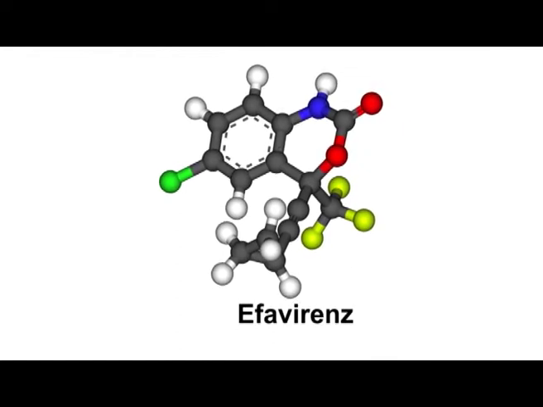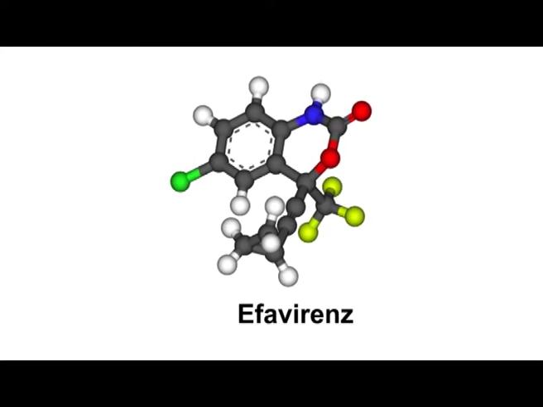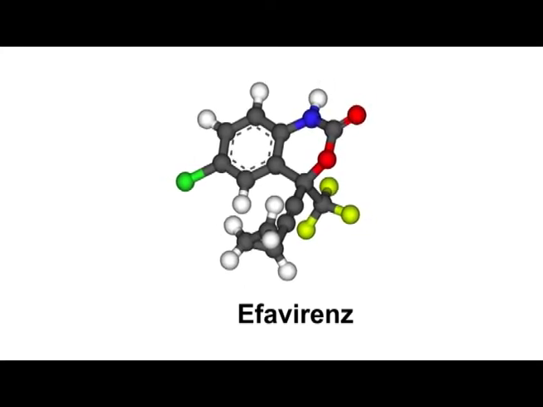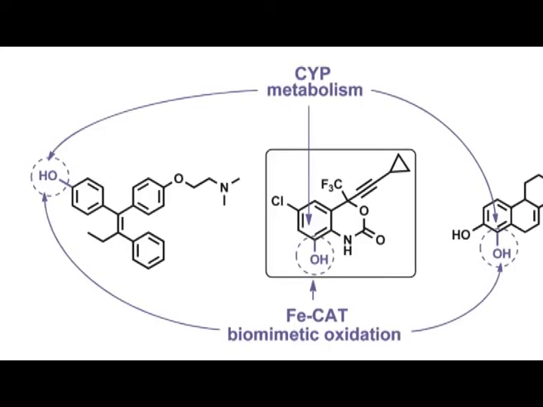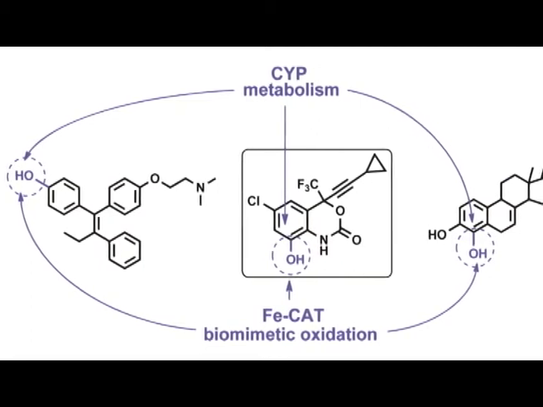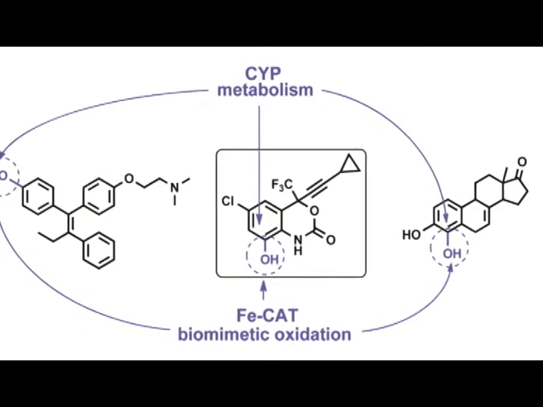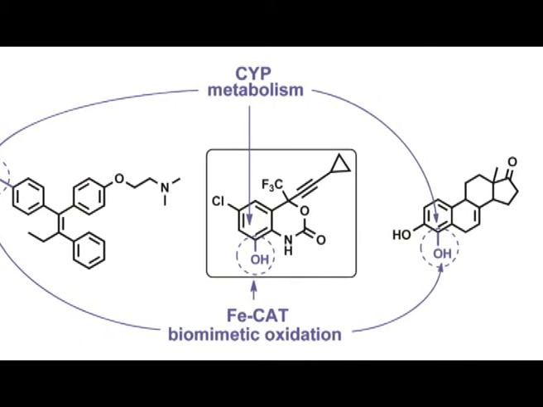Efavirenz is used as a part of highly active antiretroviral therapy for the treatment of human immunodeficiency virus type 1. Efavirenz is also used in combination with other antiretroviral agents as a part of an expanded post-exposure prophylaxis regimen to reduce the risk of HIV infection in people exposed to a significant risk.